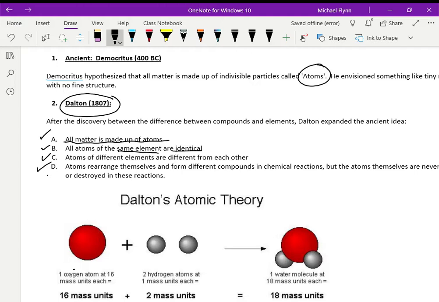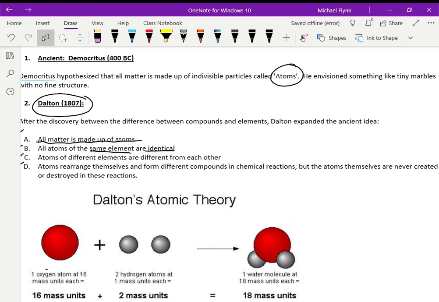Now, here's the important one, letter D. Atoms rearrange themselves and form different compounds in chemical reactions. But atoms themselves are never created or destroyed in these reactions. Now, he's right about that too. And that was probably his greatest stroke of genius.